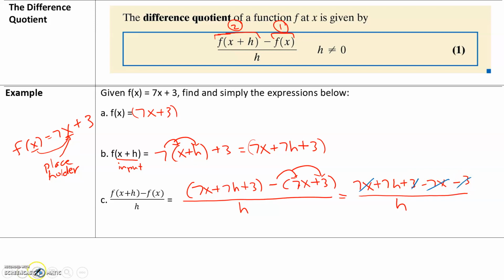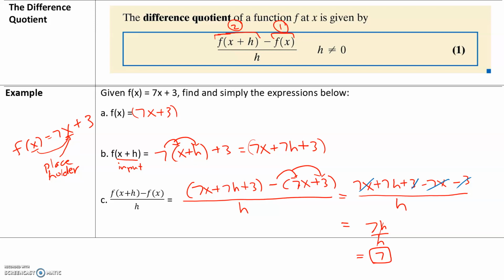So let's take a look at what we have left. All we have left is the 7h, and we're going to divide that by h. 7h divided by h is equal to simply 7. So the difference quotient of f of x equals 7x plus 3 is 7 at x. And anytime you see the difference quotient, it is always going to be f of x plus h minus f of x divided by h, which means we will have to follow these three steps.